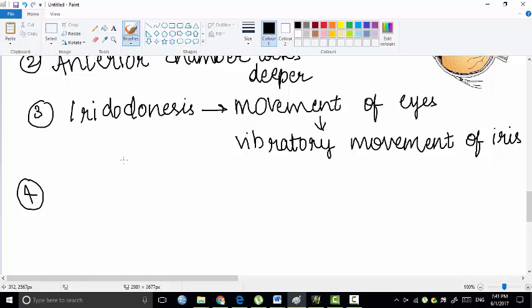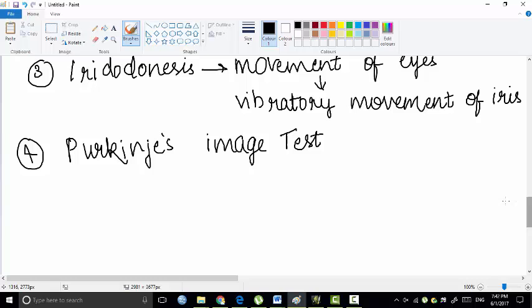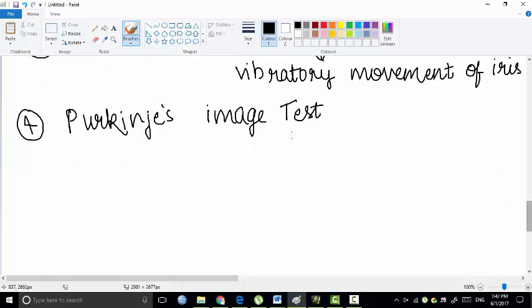Now how do you find it, right? How do you demonstrate it? It can be demonstrated by the Purkinje image test, because in this image test, as I have already mentioned, in aphakia we can see ultraviolet radiation and infrared radiation. So there is cyanopsia and erythropsia. This cyanopsia and erythropsia can be found by this Purkinje image test.